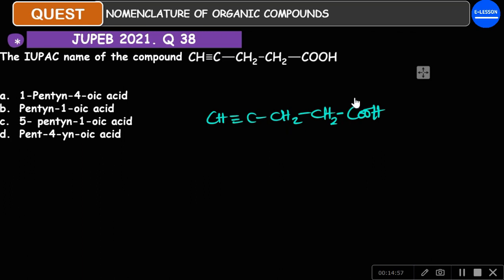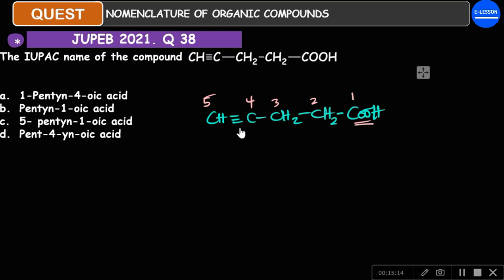And then start our numbering. Now, the reason why I have to do this is so that we get the right numbering. So we number from the side where the functional group is. So here gives us 1, 2, 3, 4, and 5. Now, since the carboxylic acid functional group is the predominant, it means it will take the parent name.